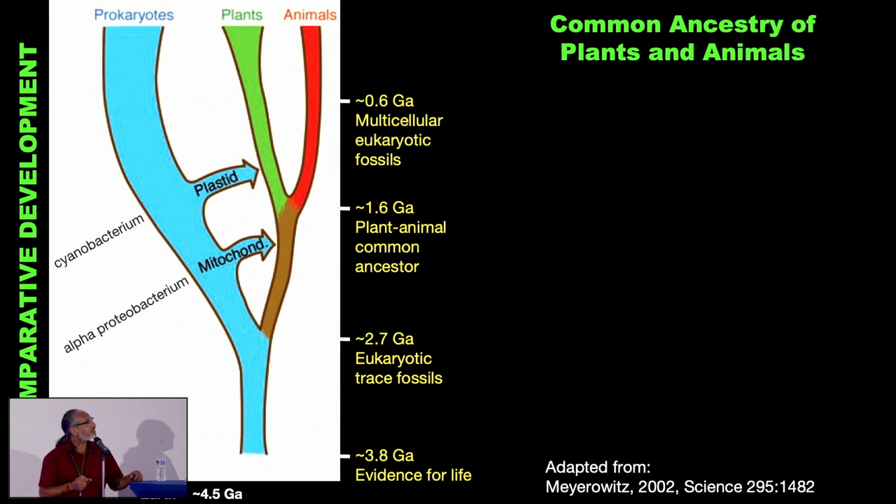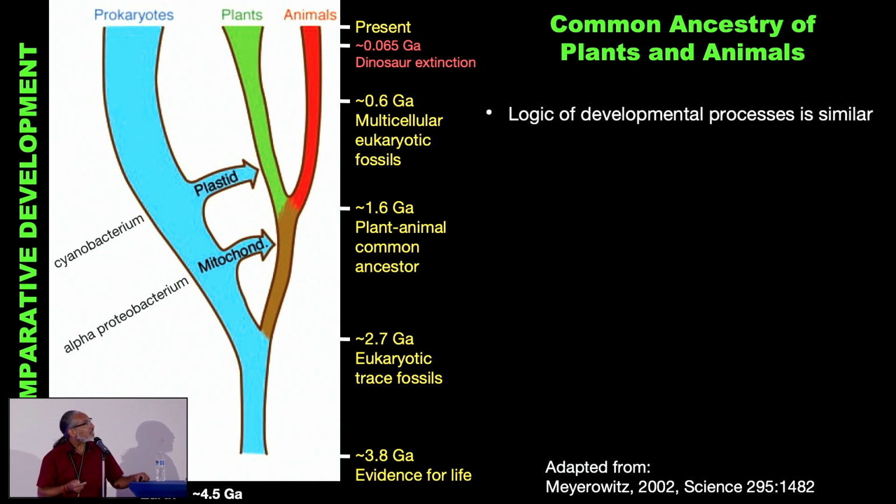Now what happened after this? Plants also acquired cyanobacterium, which has the ability to do photosynthesis. So plants started to do photosynthesis, and we took a slightly different path, the animals. Now, there is evidence of multicellular eukaryotic fossils about 0.6 billion years ago. This is where we are today. But just to show you the scale, that's when the dinosaurs disappeared, 65 million years ago. So life goes back quite a ways.